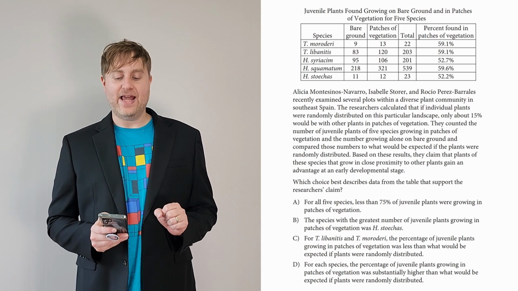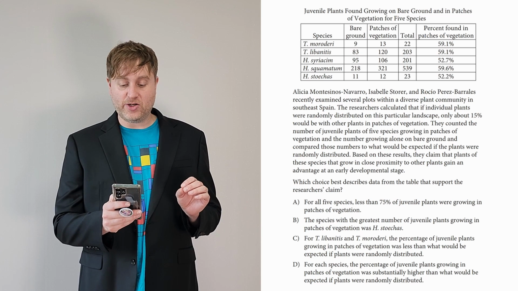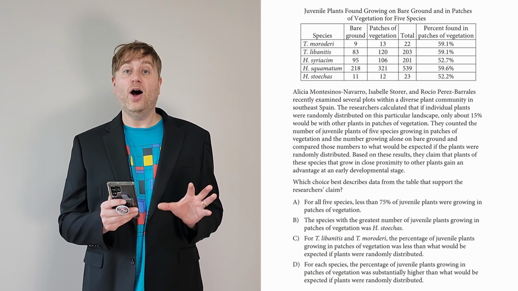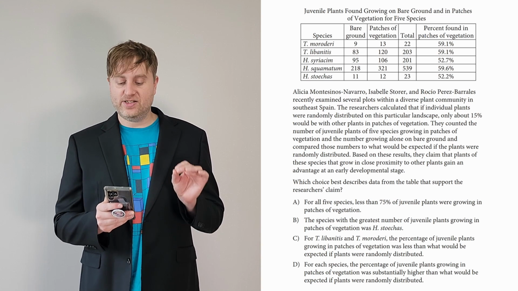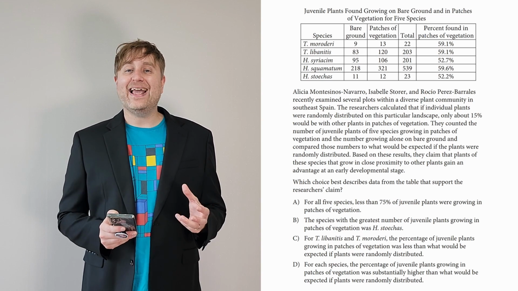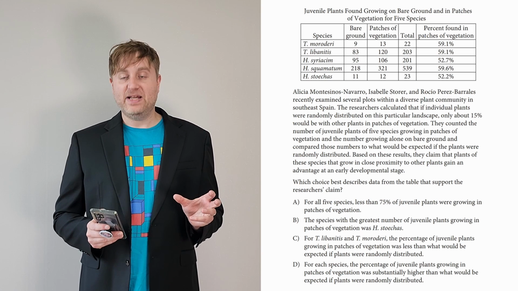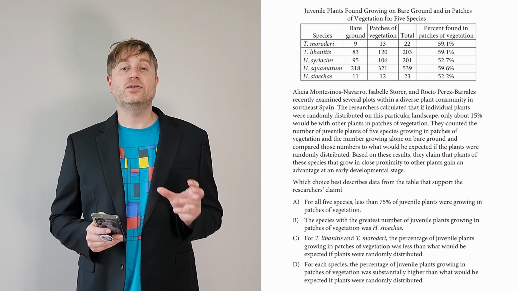Now let's break this down. Plants growing in patches of vegetation do seem to be growing in close proximity to other plants, so that part seems to match. But what about this 75%? On one hand, it sounds like a high number, but the fact that the answer says "less than" means that the actual figure could be much lower than that.